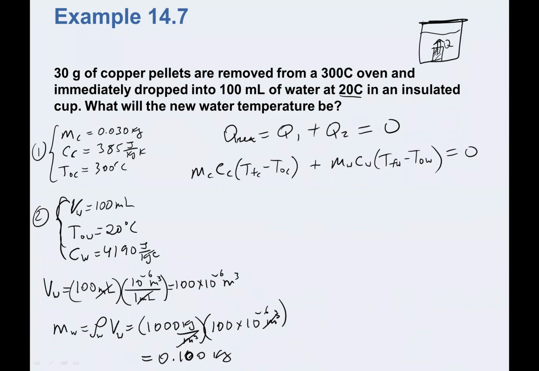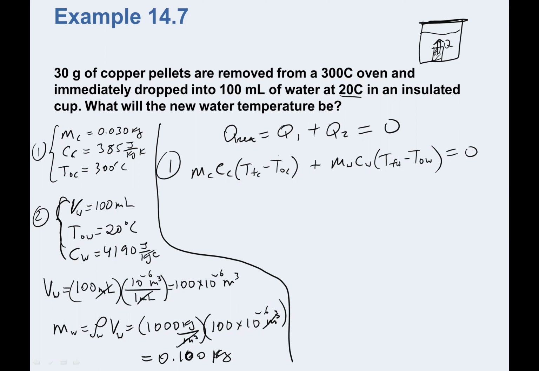So 100 times 10 to the negative 3 kilograms, or 0.1 kilograms. All right, so we got that. That means, now that I have the mass of water, the only thing in this equation that I don't have, let's call this equation 1, is the final temperature. And we just go ahead and solve for that. It's going to take a little bit of algebra, right?